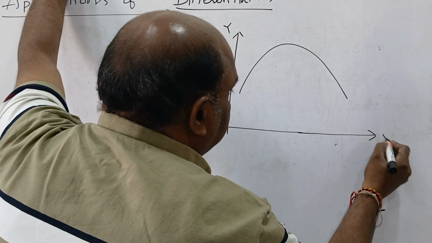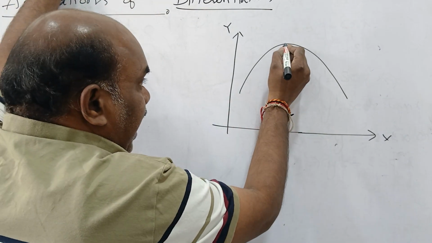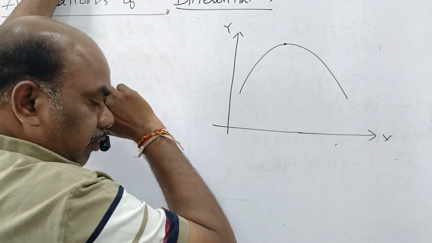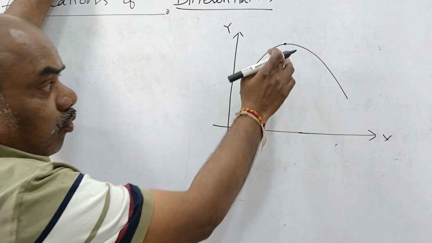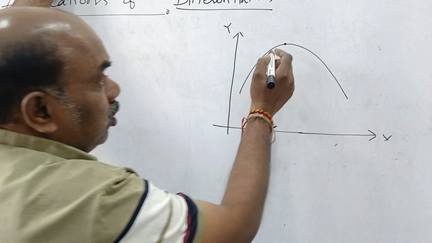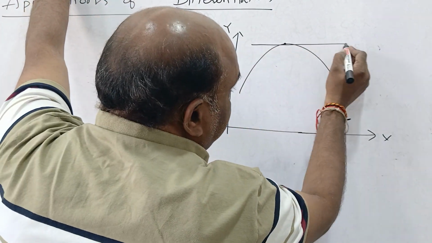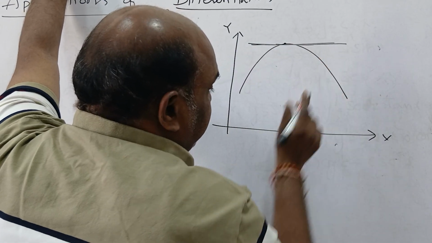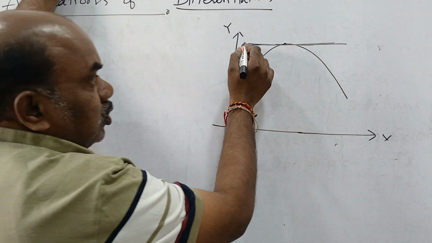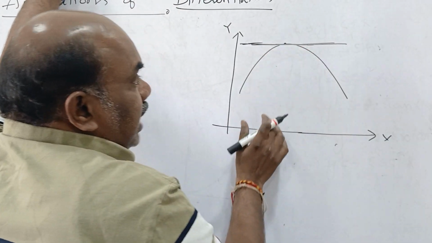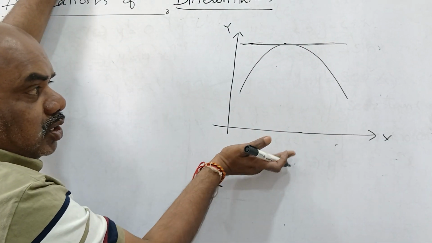This is the graph. This is the maximum value of this graph. Here, if you want to find the slope, you need to draw a tangent. If you draw a tangent, this tangent is parallel to the x axis. You are aware of slope. Slope means the given graph, the angle made by the given graph with the positive x axis.